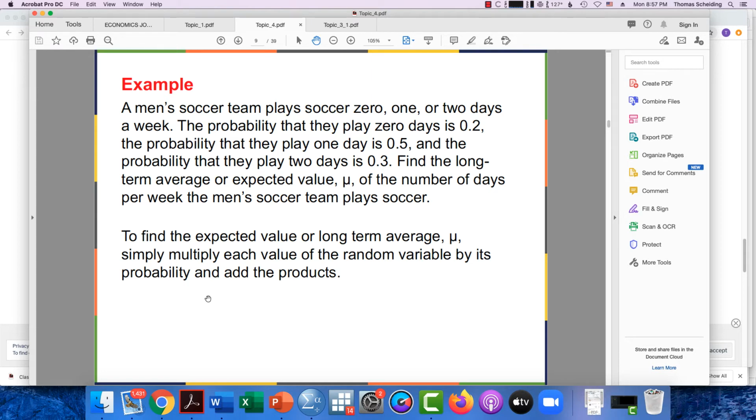Here's an example where we have soccer playing for 0, 1, or 2 days a week, and the probability of 0 days is 0.2, the 20% chance. Probability that they play 1 day, 50%. Probability that they play 2 days being 30%. We know that this is a probabilistic distribution because the probabilities are each between 0 and 1 and they add up to 1. Now, what's the expected value?